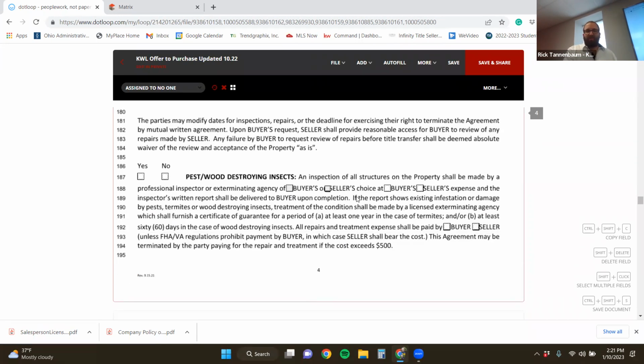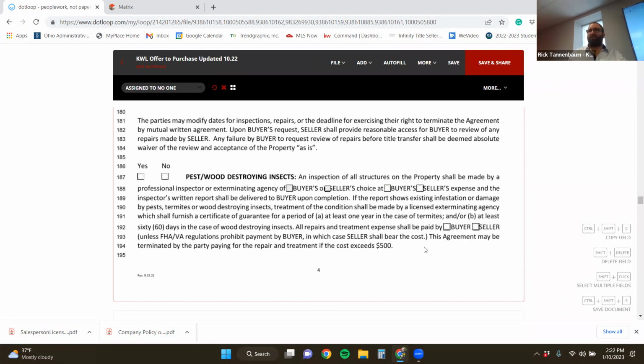Pest and wood destroying insects, this basically says that if you want to have a separate pest inspection, you can have that. It also says that if there are any repairs needed, who's going to repair and who's going to pay for those damages or the repair expense. It also says that if the cost exceeds $500, whoever's responsible for it may terminate this agreement.